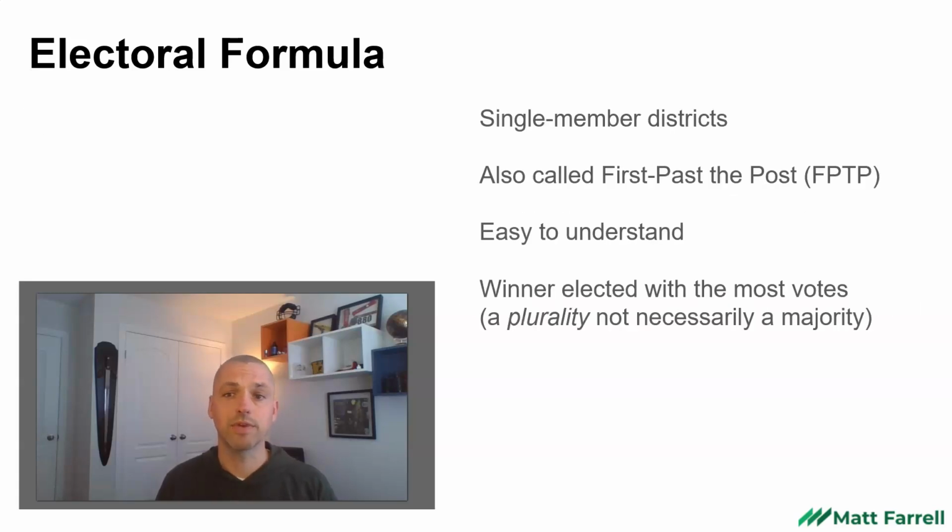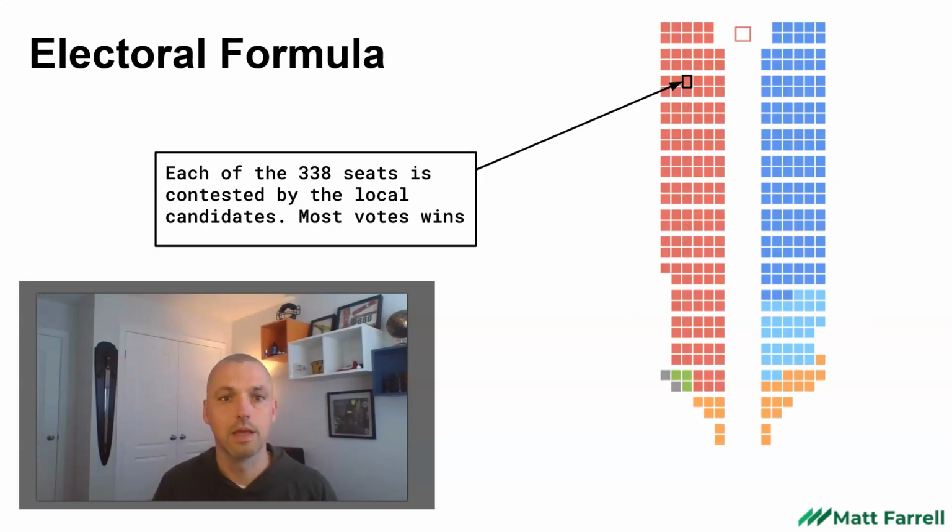Here in Canada, we've got single-member districts and a very easy formula for determining who wins in those districts. The person with the most votes wins. That is called a single-member plurality. You win with a plurality. Also called first past the post. We say first past the post because you do not need a majority. You just need to be the person that gets to the end first. And if you got the most votes, you will win your district.